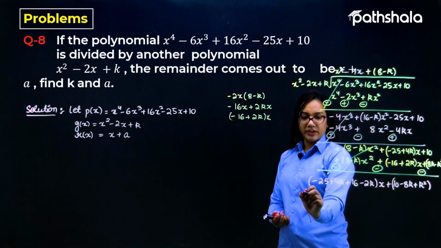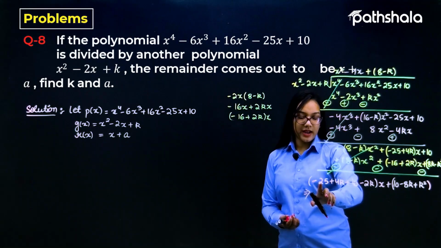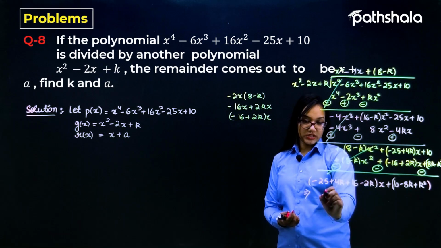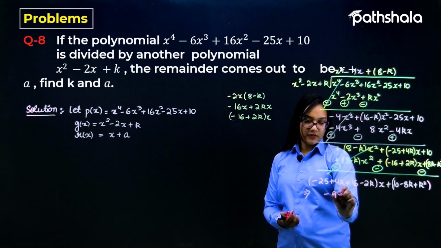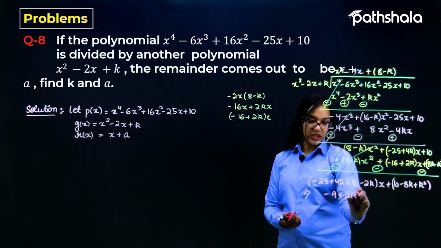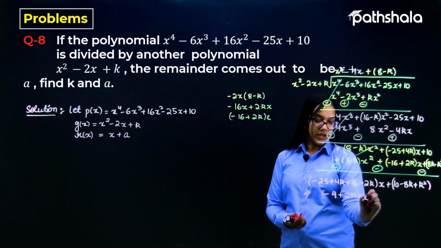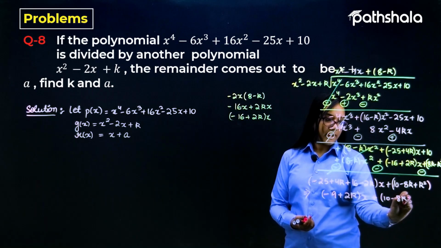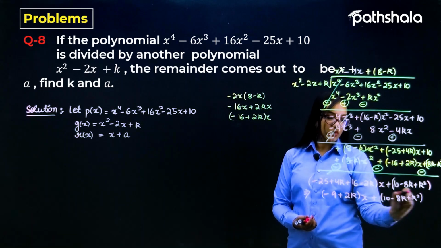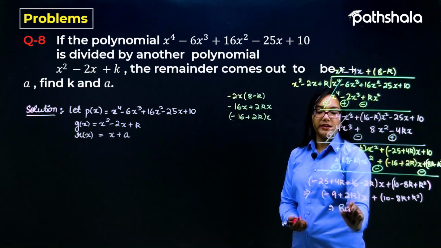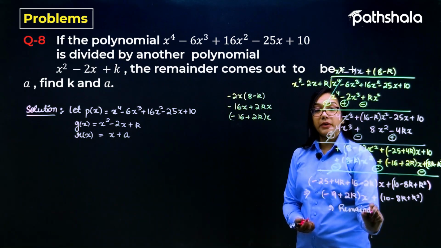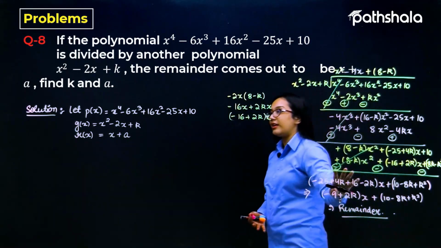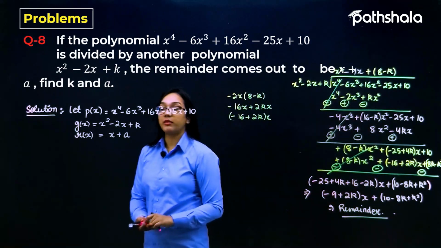So let us suppose I'm solving it further. As we have minus 25 plus 16, this is minus 9. Further we have plus 2k of x, plus 10 minus 8k plus k square. So this is nothing but the remainder that we are getting at the end.